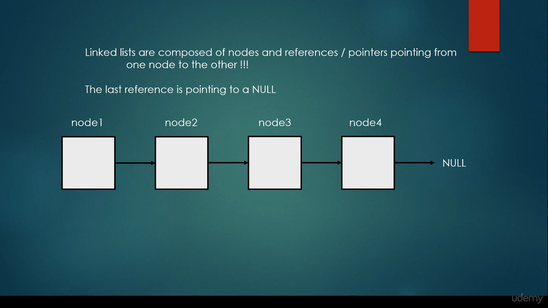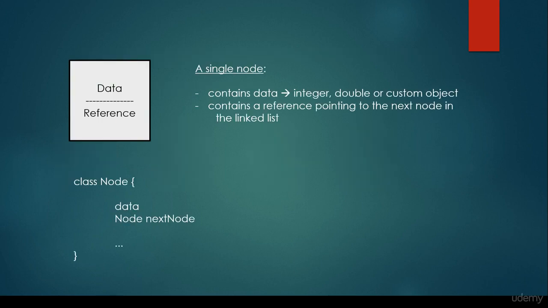So basically it's very important because this is how we are going to implement linked lists, that we are going to iterate through until the next node is a null. So basically this is how we are able to detect that it's going to be the last node in our linked list. So what about a single node?